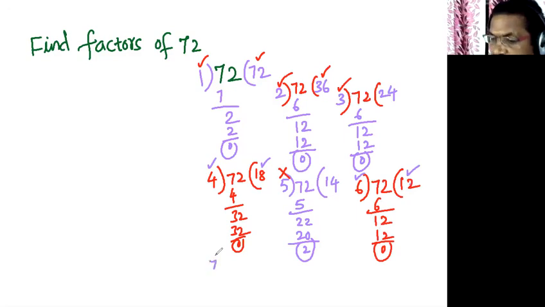Now let's take the 7 table. 7 1s are 7, 2, 0 here. So the remainder is 2 here. So 7 is not a factor of 72.